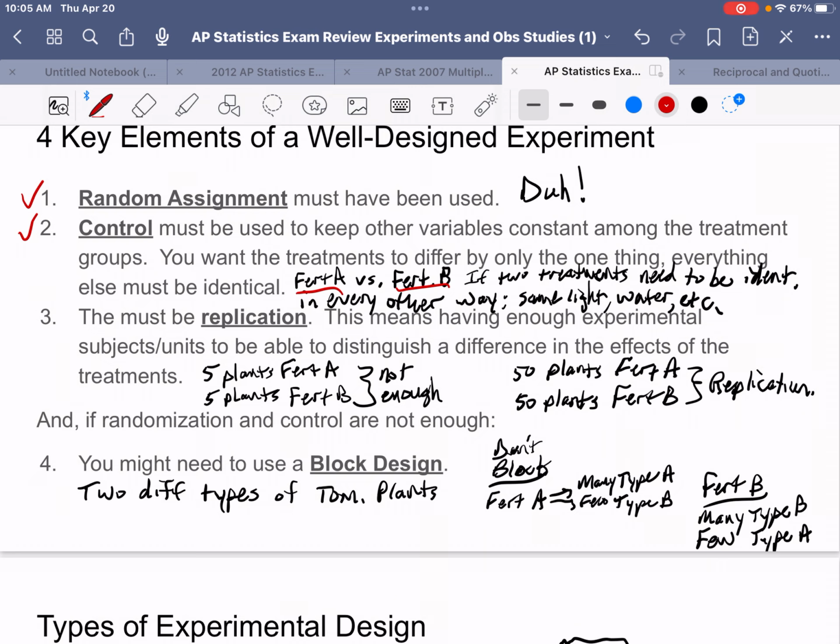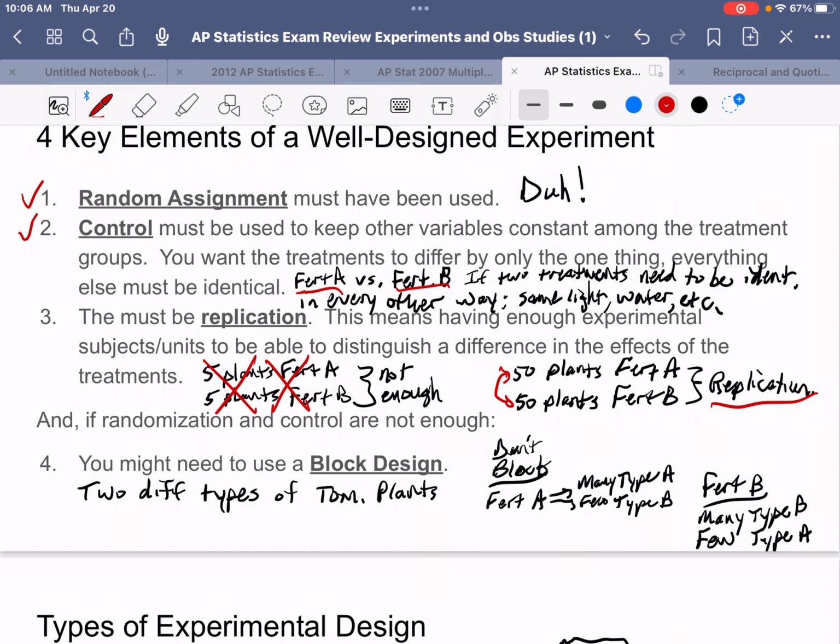So that's control. There must be replication, and in statistics, replication means having enough experimental subjects or units to be able to distinguish a difference in the effects of the treatments. So, for example, if you only put 5 plants in fertilizer A group and 5 plants in fertilizer B group, that would not be enough to say that there's replication. That's not enough plants to compare. But if you have 50 plants in fertilizer A and 50 plants in fertilizer B, you have replication because there's enough plants to compare the difference in tomato production to each other.